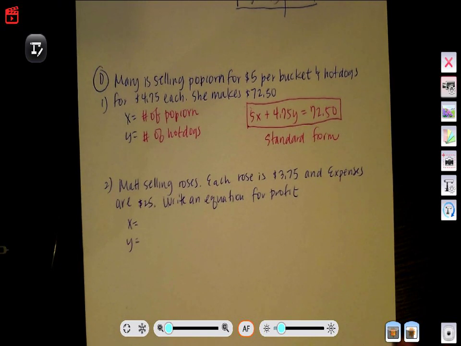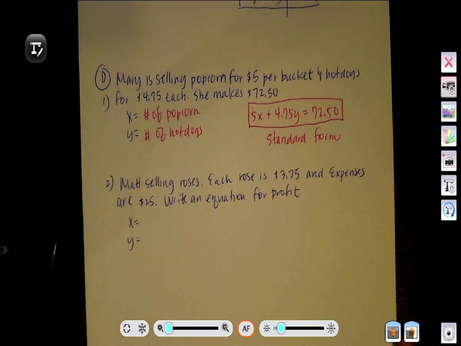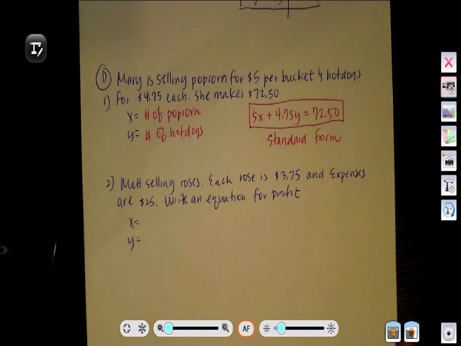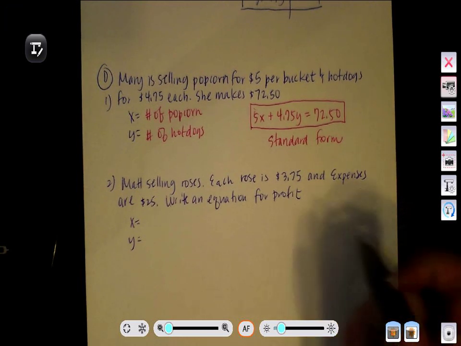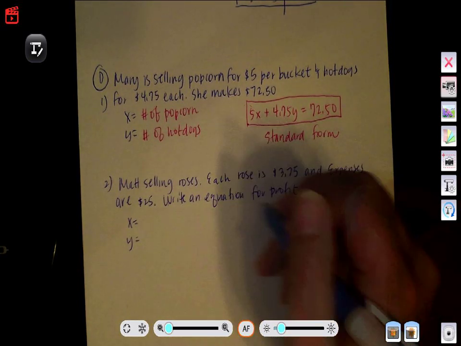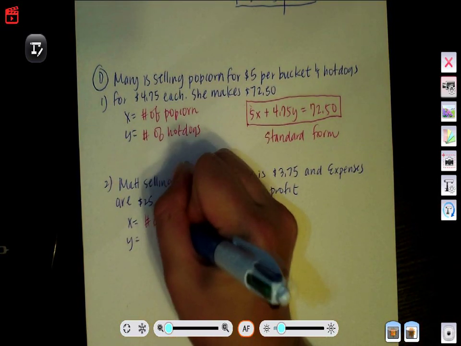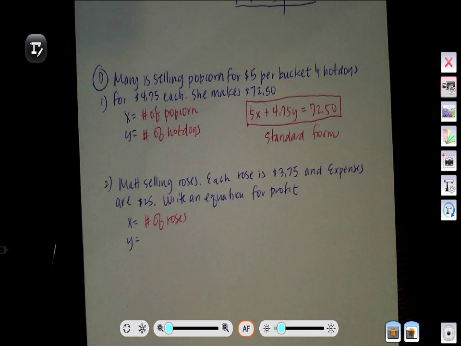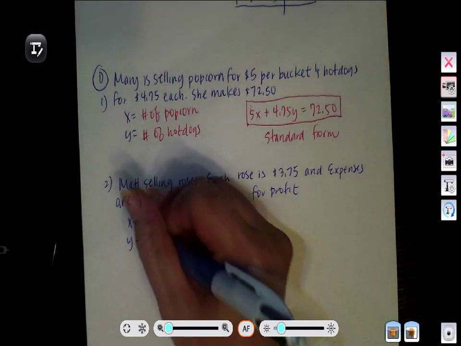Whereas question number 2, it says Matt is selling roses. Each rose is $3.75, and the expenses, how much it's going to cost him to buy the roses is $25. And write an equation for profit. Okay? So in this case, the x is going to be the number of roses he sells, and the y is going to be the profit.